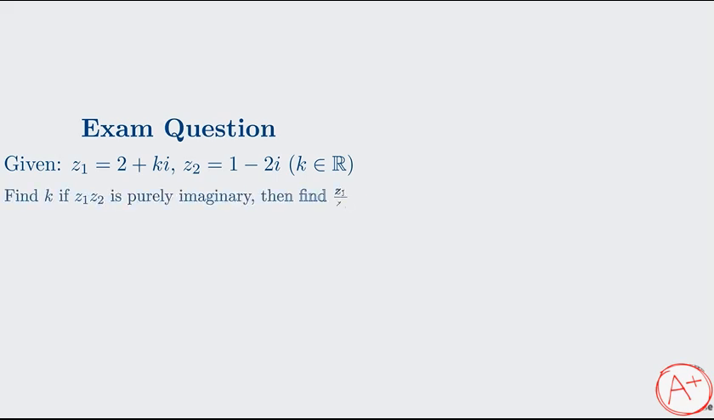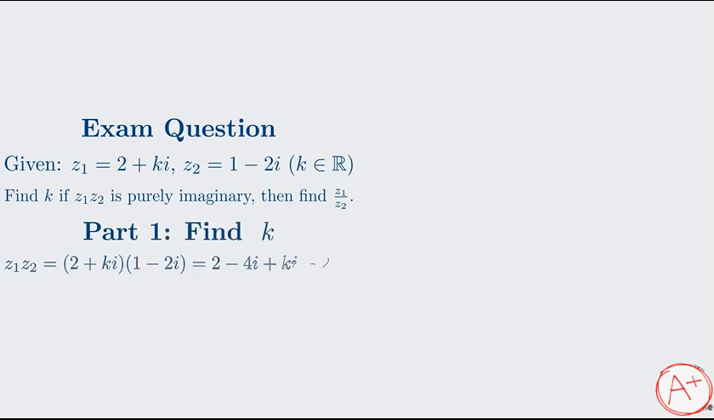Let's apply these skills to an authentic IB-style question. Suppose we are given two complex numbers, z1 equals 2 plus ki and z2 equals 1 minus 2i, where k is a real constant. We are told that the product, z1 times z2, is purely imaginary. Our goal is to find the value of k and then express the quotient, z1 divided by z2, in Cartesian form.